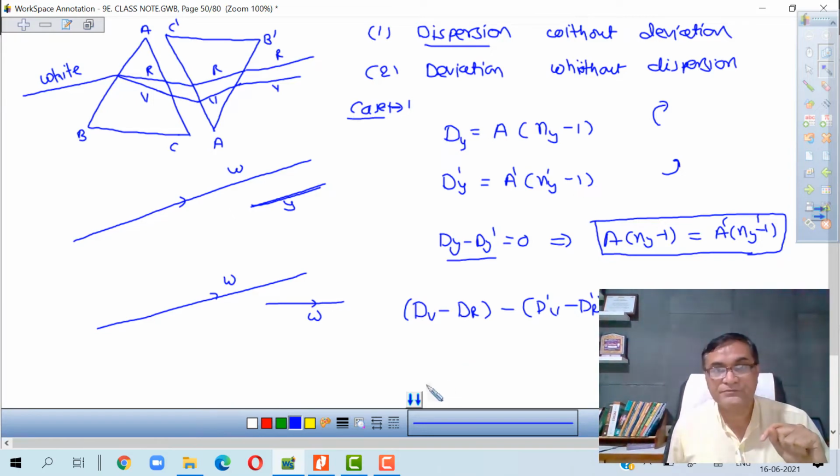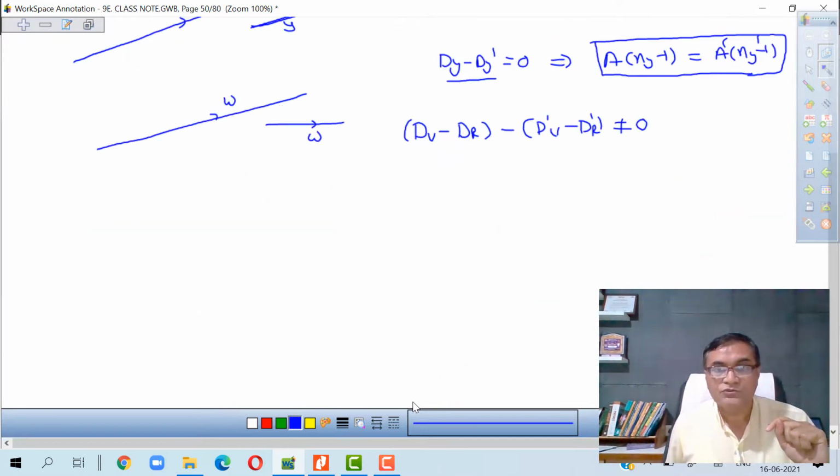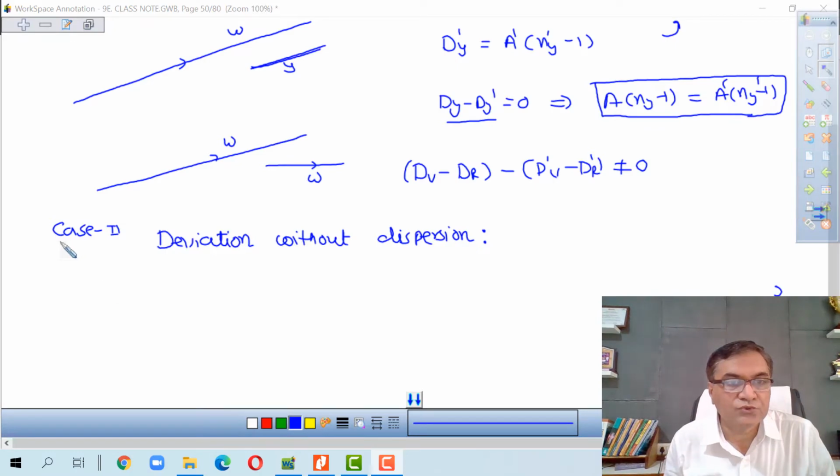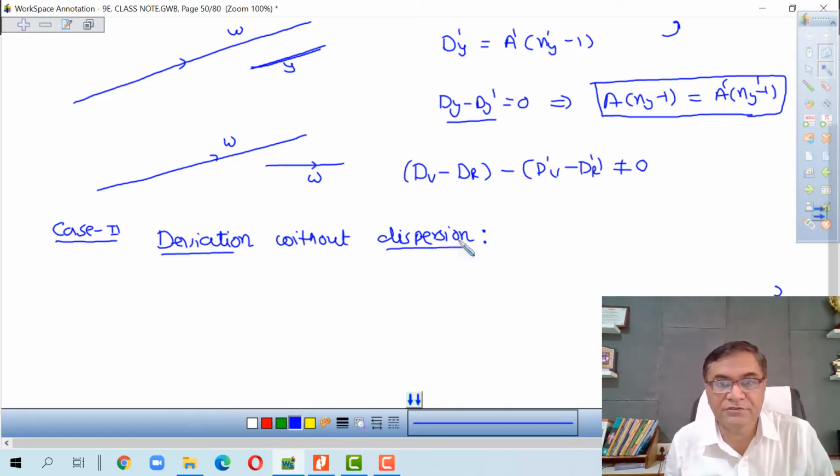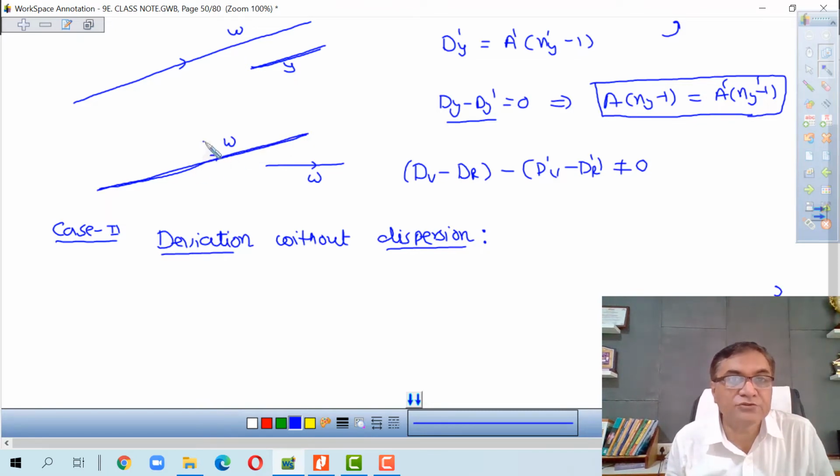Now deviation without dispersion. Now case 2, that is a deviation is there, but dispersion is not taking place, means color is not divided. So it looks like that. Suppose the white color ray is coming. If there is no prism, it goes straight. But because of the combination of two prisms, one and second, both joined together, there is a deviation. So this is also white color, but there is no color difference.